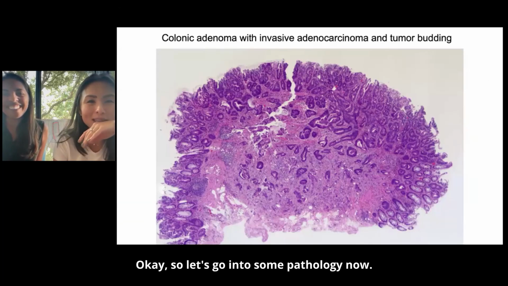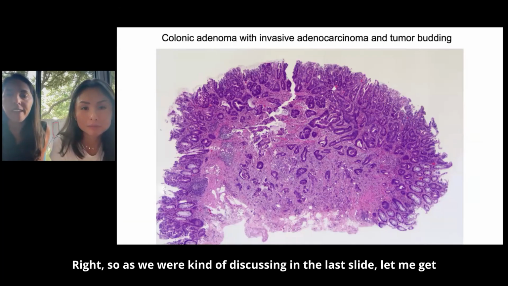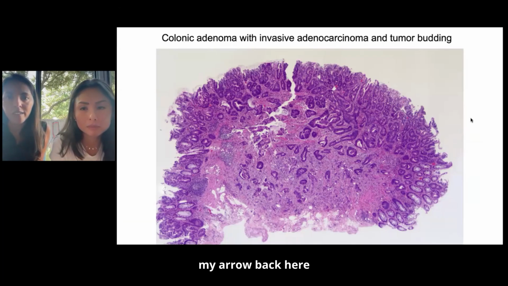Okay, so let's go into some pathology now. Explain how this is different from what we were looking at before. Right. So as we were discussing in the last slide, let me get my arrow back here for you.